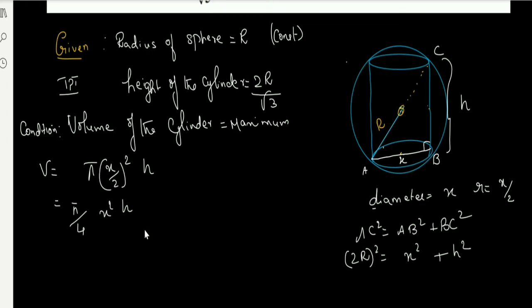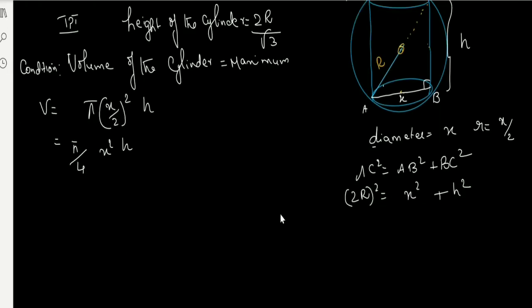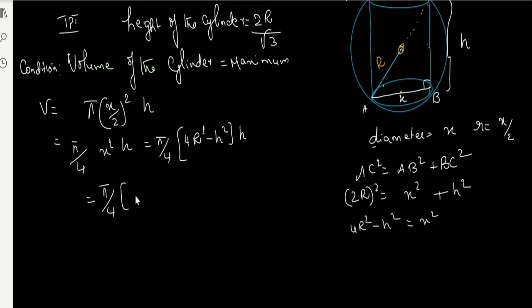So what is x square? x square is equal to 4r square minus h square. So V is equal to pi by 4 times x square into h, where x square is 4r square minus h square, into h. That is equal to pi by 4 times 4r square h minus h cube, which is equal to V.